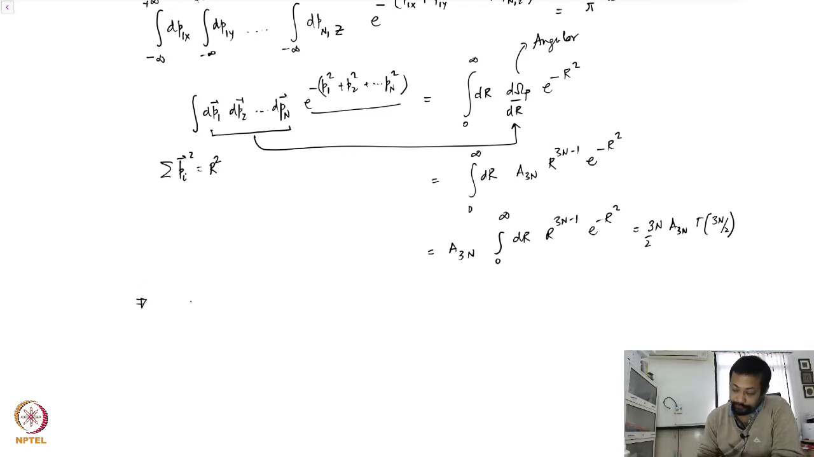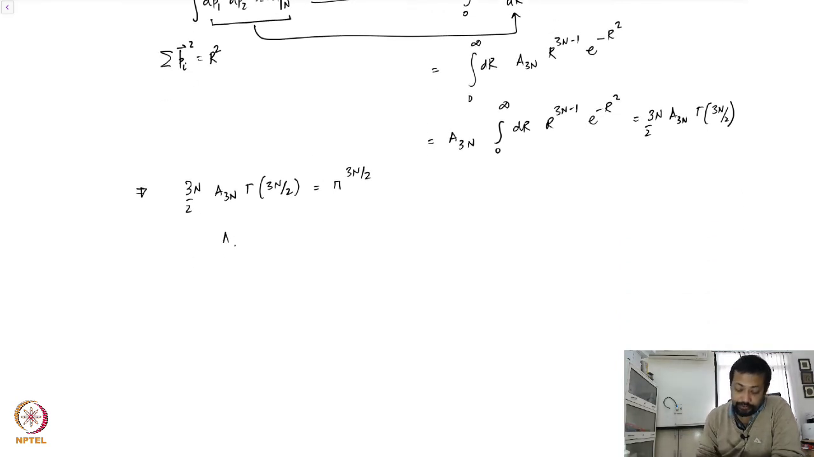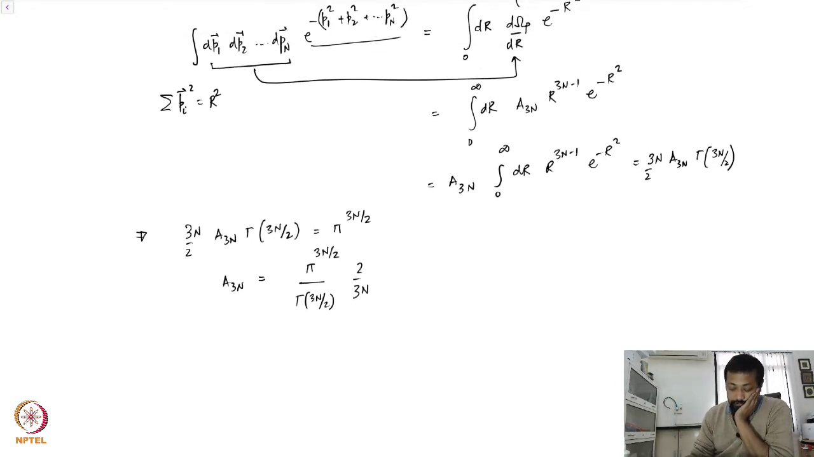This implies that Γ(3n/2) a_3n is π to the power 3n/2. So I can immediately write a_3n as π to the power 3n/2 divided by Γ(3n/2), right?